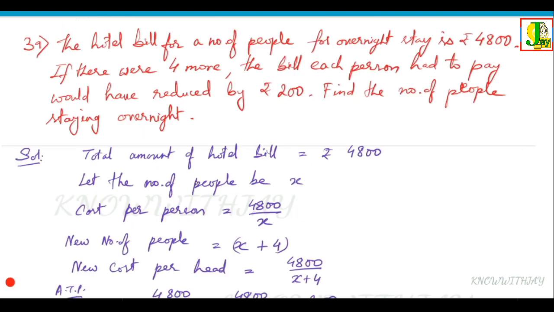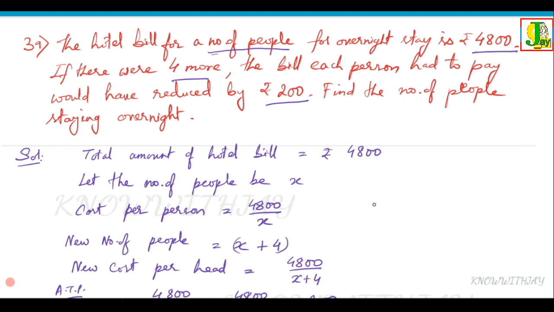Here in this question, the hotel bill is for a number of people, again the number of people we don't know. When they are staying overnight in the hotel, the bill comes to 4,800 rupees. If there are 4 more persons, the bill each person had to pay would be reduced by 200. So find the number of people staying overnight. All these questions are basically of the same type. The situations are different and what is required is different. Like here you need the number of people staying overnight.